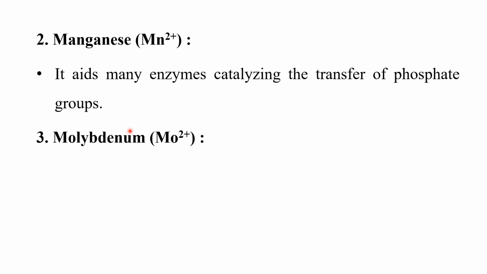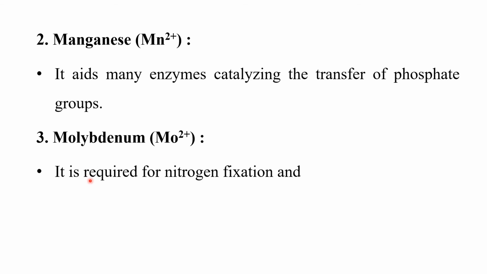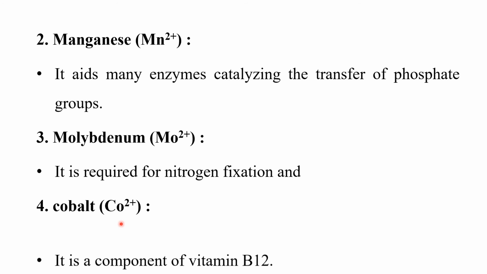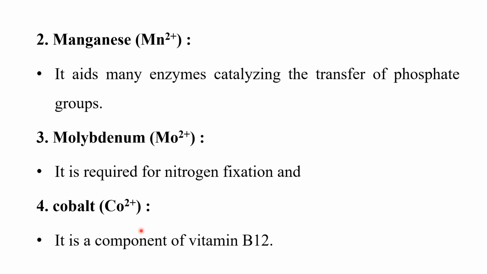The next micronutrient is molybdenum, symbolized as Mo2+. Molybdenum is mainly required for the fixation of nitrogen. And the last one is cobalt. Cobalt is a component of vitamin B12. If you see the micro elements or micronutrients we have discussed, all are cationic in nature because all of them carry a positive charge.